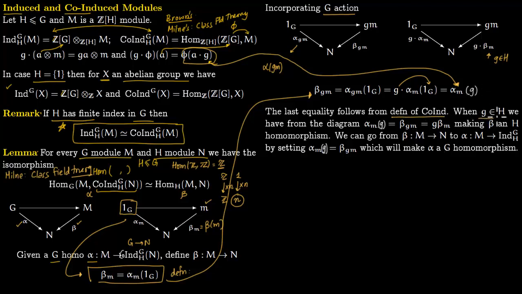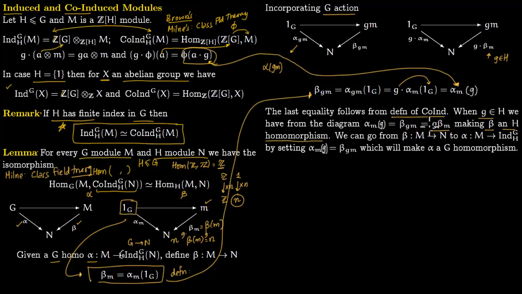So when g is an element of H, we have from the diagram alpha m of g is equal to beta gm, by the series of equalities. This is equal to g beta m. Obviously this multiplication by g will make sense going into N, because this beta m is getting mapped to some element of N here, and you have to have a g action. The g action only makes sense if g is an element of H, because it's g times n. So beta is an H homomorphism. You've gone from alpha, which was a G homomorphism, to beta, which is an H homomorphism, just by looking at the diagrams and thinking about the G action.